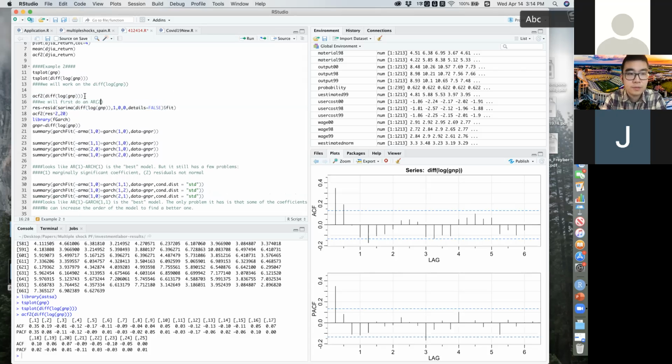The next thing is that we will get the residuals. So we fit a SARIMA(1,0,0) on the raw data, and we got its residuals.